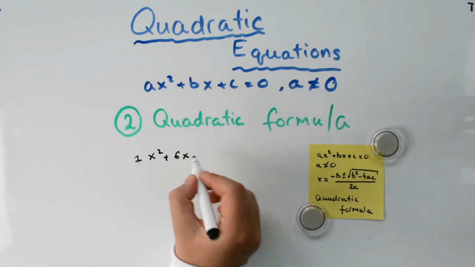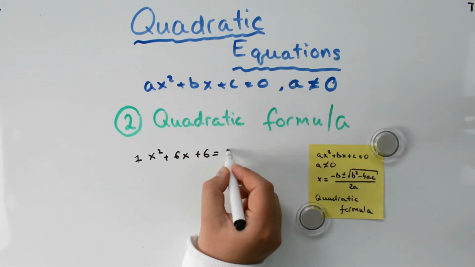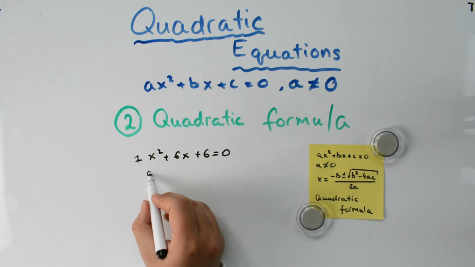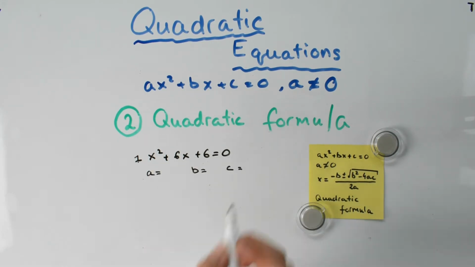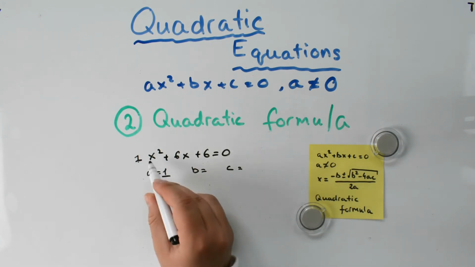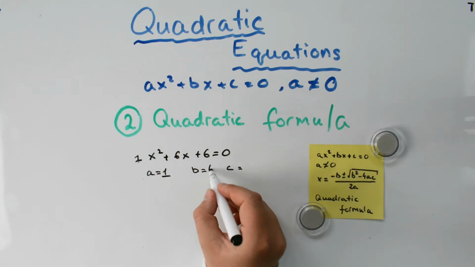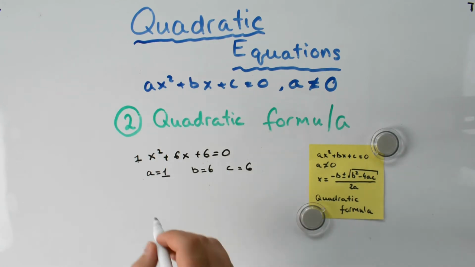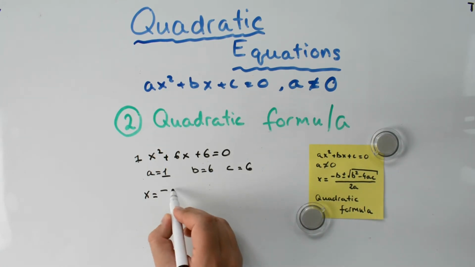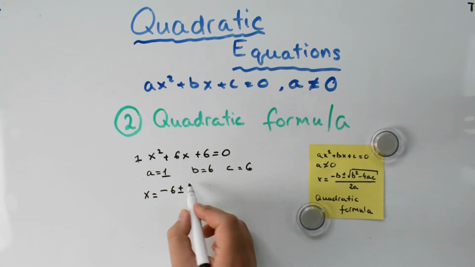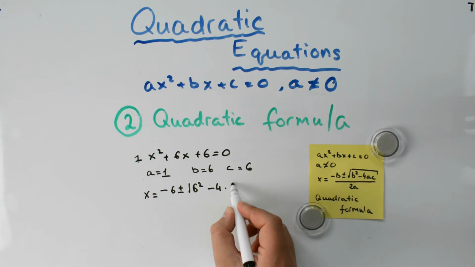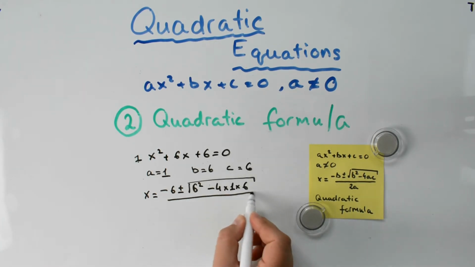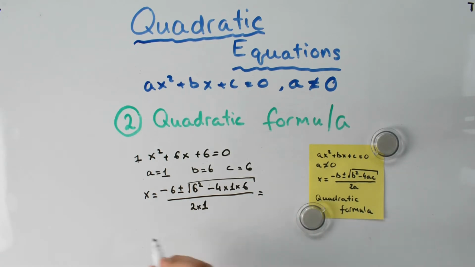So our first example is x squared plus 6x plus 6 equals 0. A very important trick at the beginning, when you just start learning to use the formula, is to write a, b and c, just to make sure you have the signs correct, and then we're gonna plug those values into the formula on the right. So we get minus 6 plus or minus the square root of 6 squared minus 4 times 1 times 6, and that is all over 2 times 1.